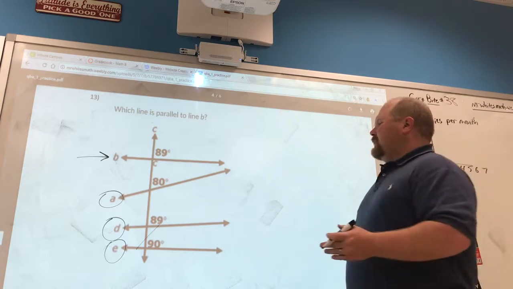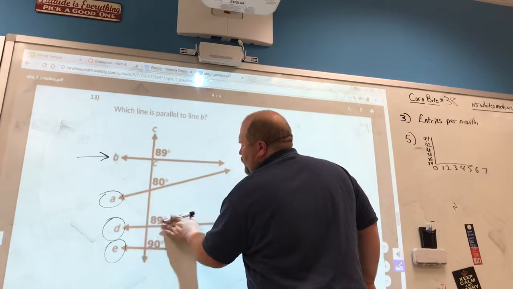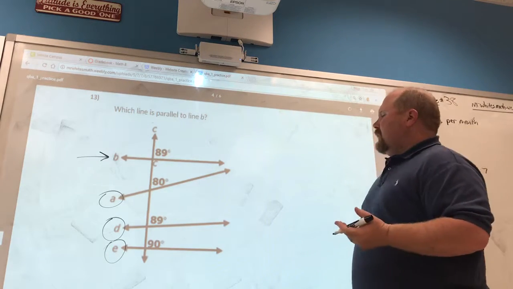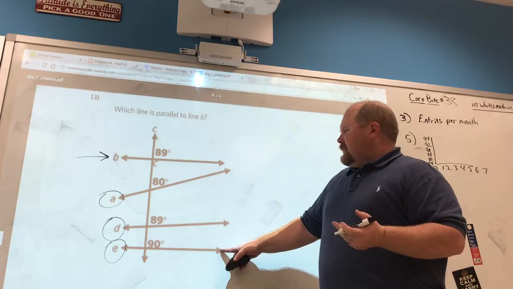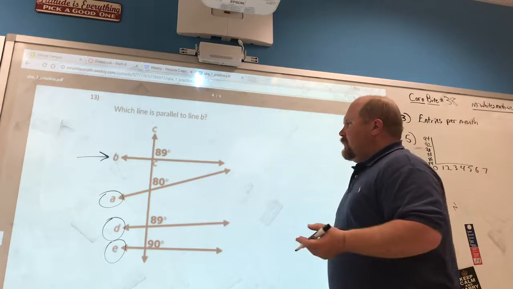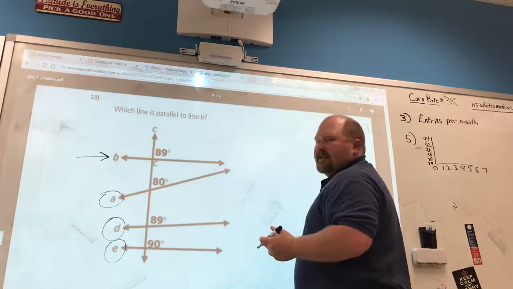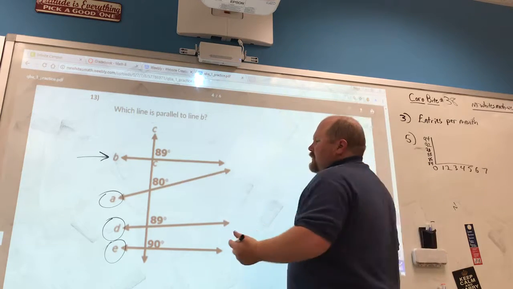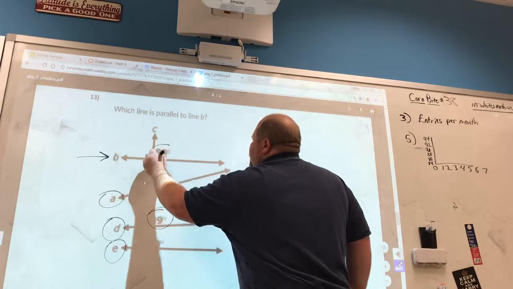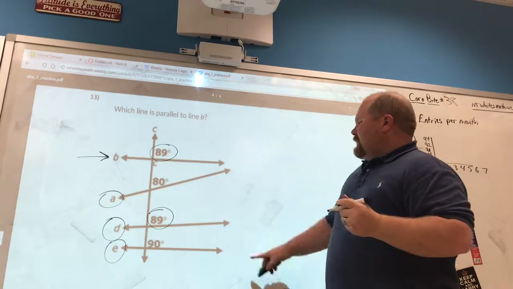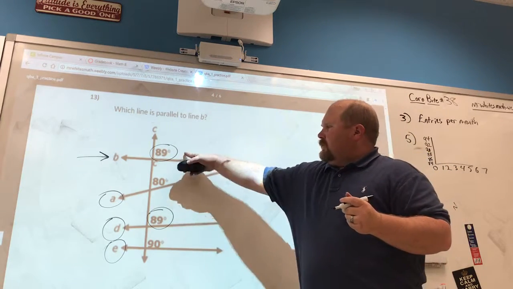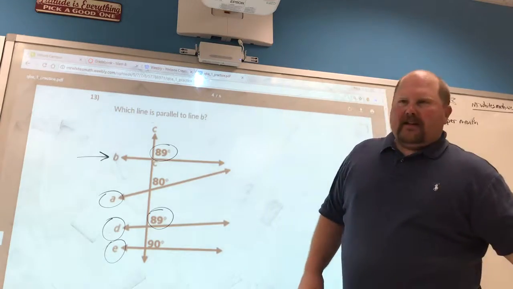They intentionally drew things wrong on this just to throw people off and see if you would pick the wrong answer. Most students are going to pick E just because it looks parallel, but if you notice, E is 90 degrees while B is 89. They do not match. Eventually, they will touch each other. You have to go by the numbers, 89, 89. So it's intentionally drawn kind of crooked to see if you'll look at the numbers. D is the correct answer.